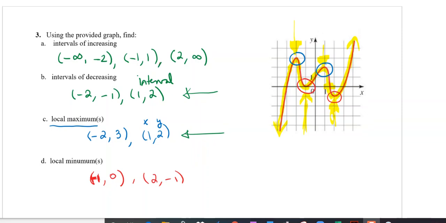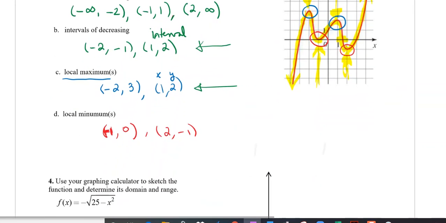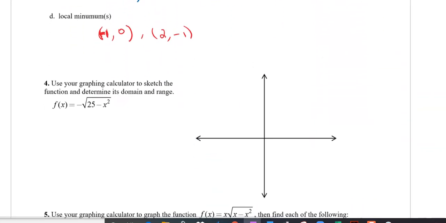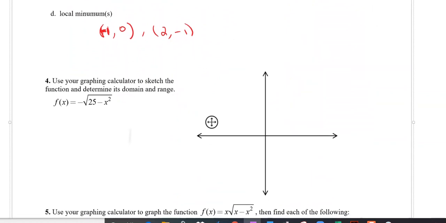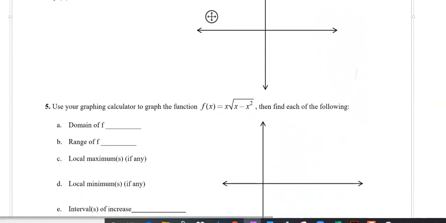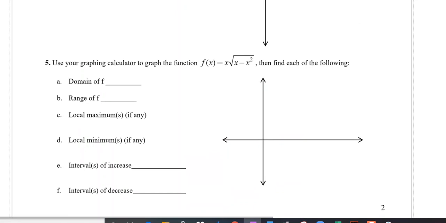In another video, I'm going to go over some calculator exercises with you to do some basic arithmetic and basic graphing on the calculator. And then we'll come back and do problems like this, graphing functions and finding their domain and range using our calculator, and answering questions about finding the local max, the local min, and intervals of increase and decrease. So make sure you watch that video also.